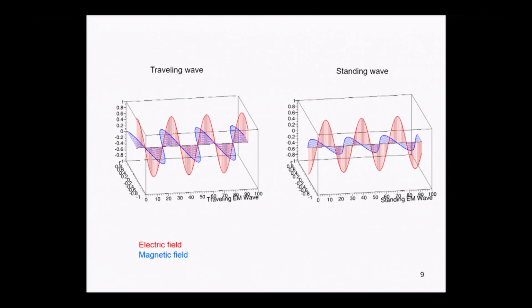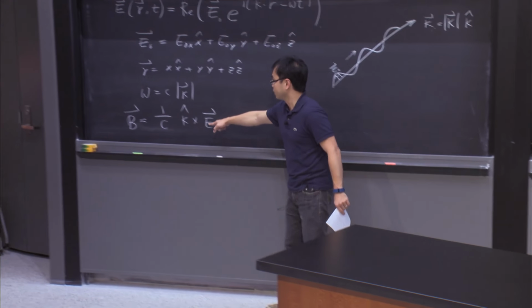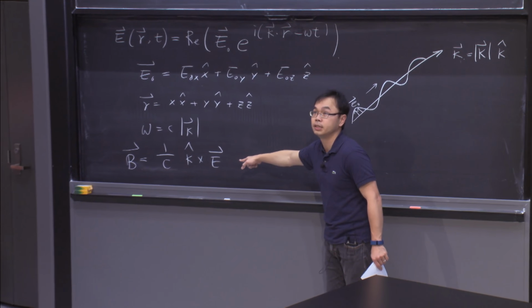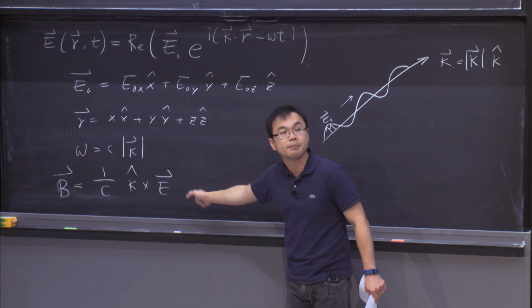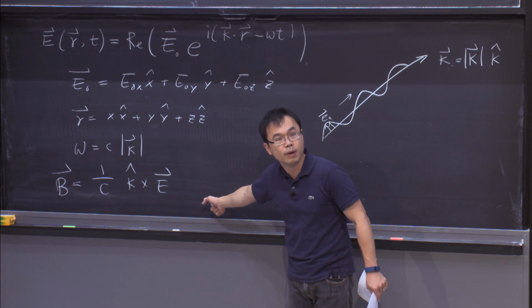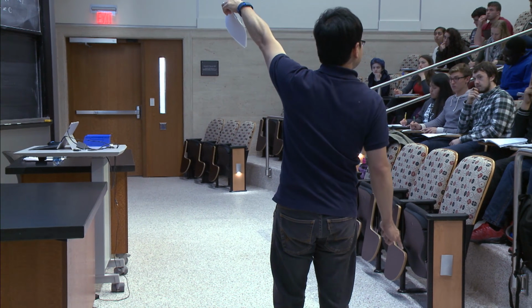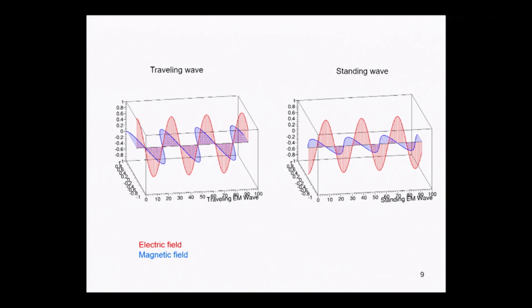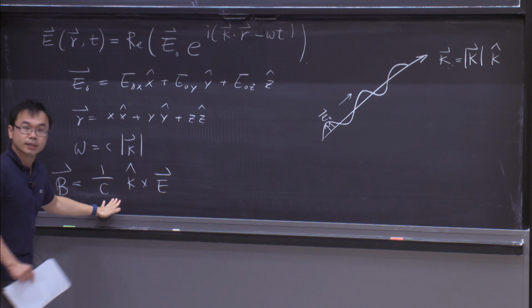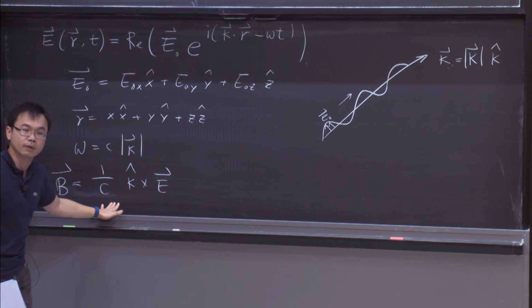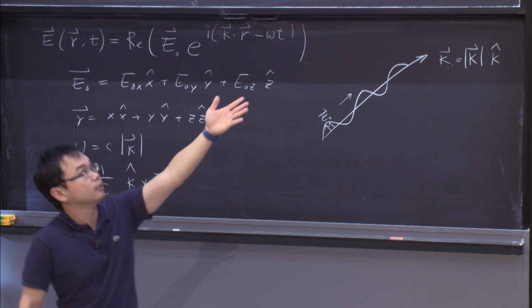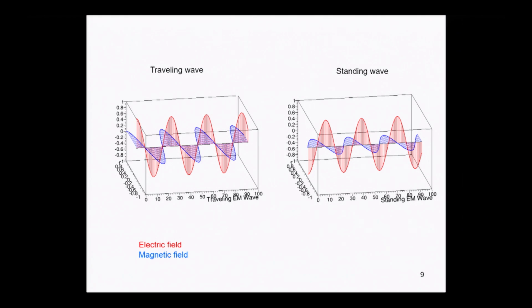Okay? Finally, very important, look at this expression, B equal to 1 over c, k cross E. This only works for traveling waves, right? Clearly, this doesn't work for standing waves, okay? So very important, don't blindly apply this expression. This is only useful for the traveling wave solution. And you can see a very concrete example here. This doesn't work for standing waves, okay? Okay, that's kind of interesting.